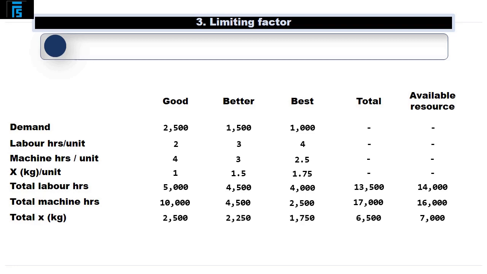We will need 2,500 kilograms of X to make 2,500 goods, 2,250 kilograms to make 1,500 betters, and 1,750 kilograms to make 1,000 bests. So in total we need 6,500 kilograms, which can be covered by the 7,000 kilograms we have available. We now know that the only scarce resource is machine hours, so we now need to plan our production based on this restriction.